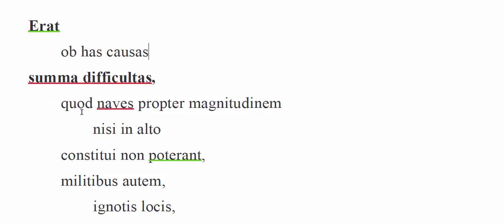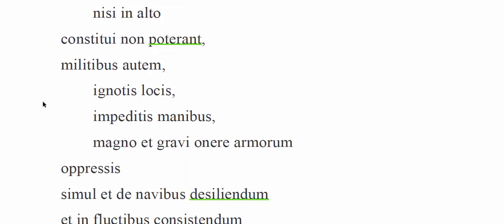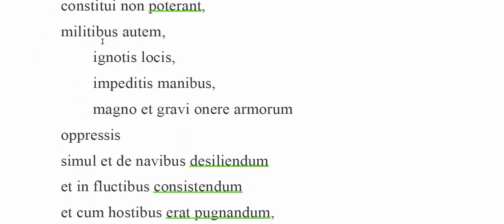Because the ships, propter magnitudinem, on account of their size, this is the size of the ships, nisi in alto, unless in deep water, they could not stand. They could not essentially be, right? The ships could not get close to shore. So that's the first problem. Right away we see that the Romans cannot get close enough to shore. And then let's scroll down here for the next part, because it goes on.